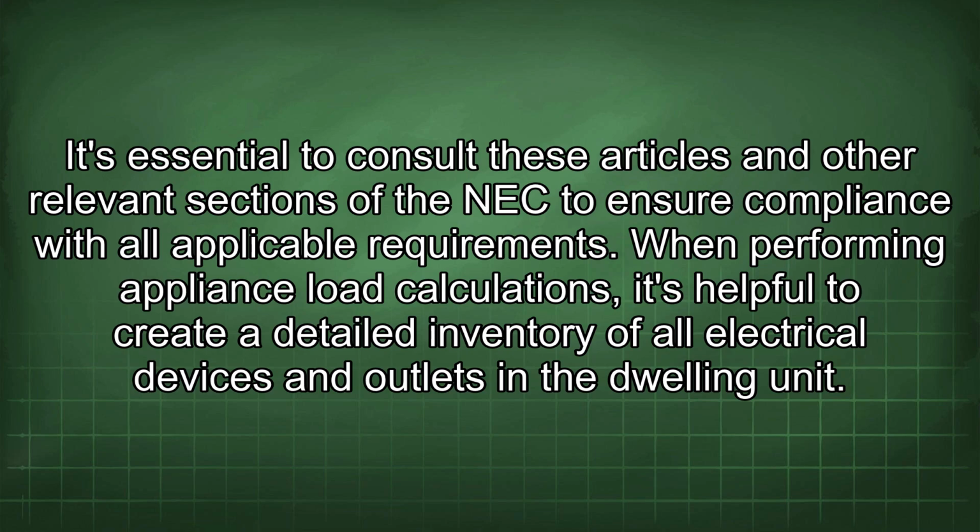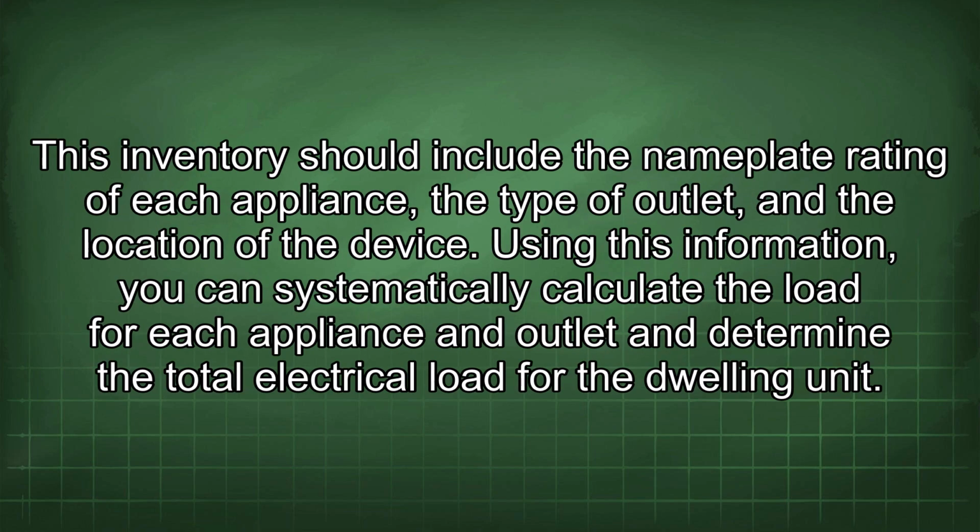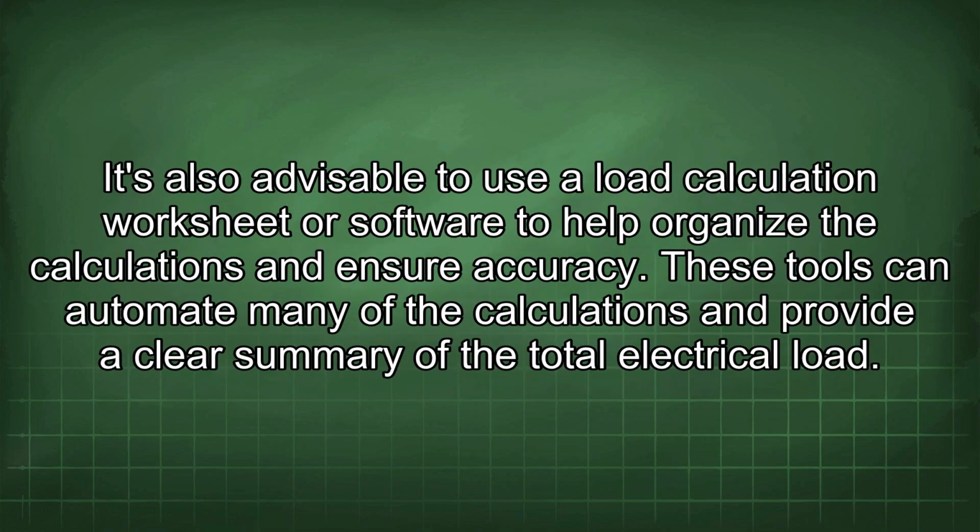When performing appliance load calculations, it's helpful to create a detailed inventory of all electrical devices and outlets in the dwelling unit. This inventory should include the nameplate rating of each appliance, the type of outlet, and the location of the device. Using this information, you can systematically calculate the load for each appliance and outlet and determine the total electrical load for the dwelling unit. It's also advisable to use a load calculation worksheet or software to help organize the calculations and ensure accuracy. These tools can automate many of the calculations and provide a clear summary of the total electrical load.